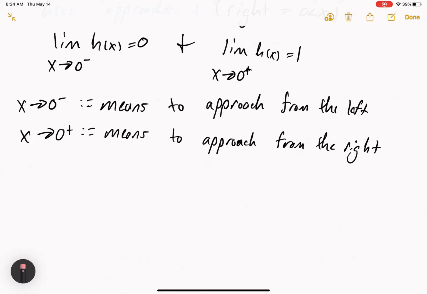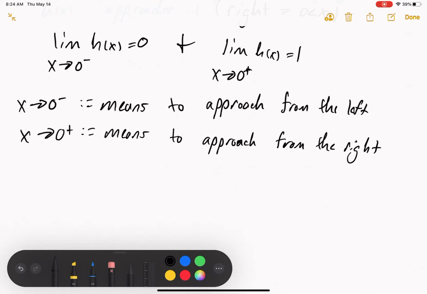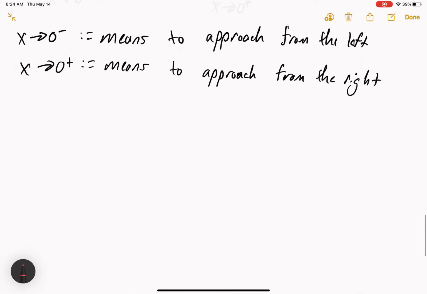All right. And again, from the left just means you're approaching from numbers less than the limit, and from the right you mean numbers greater than the limit. So now let's try to generalize it, that way we can write it as an arbitrary function with an arbitrary limit. So again, now let's try to put that into definitions.